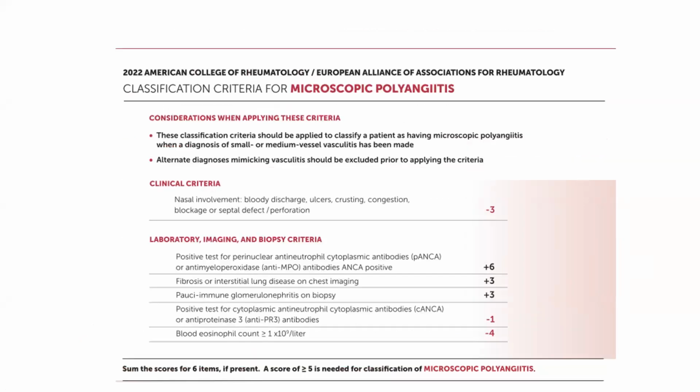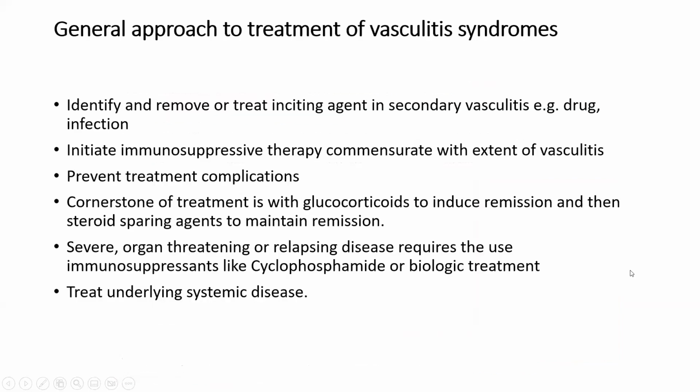For MPA, same entry criteria, and then you don't really expect to have these upper respiratory tract manifestations. So the presence of it gives you minus points, and then a positive P-ANCA gives you a strong positive point. Lung involvement and renal involvement give you positive points, and C-ANCA or eosinophilia will give you negative points because you are not expecting that in an MPA.